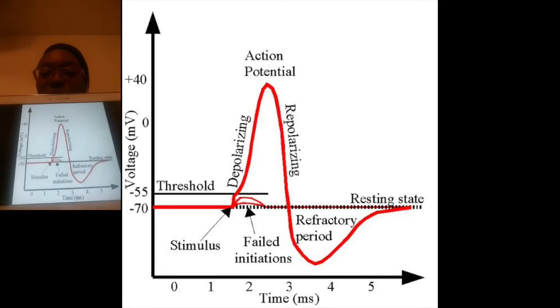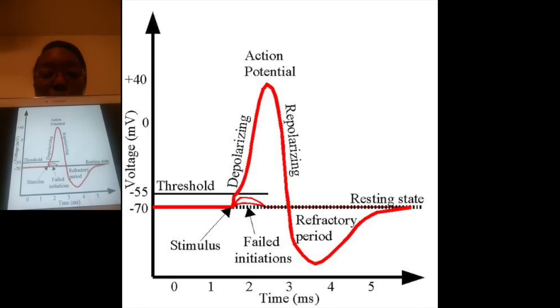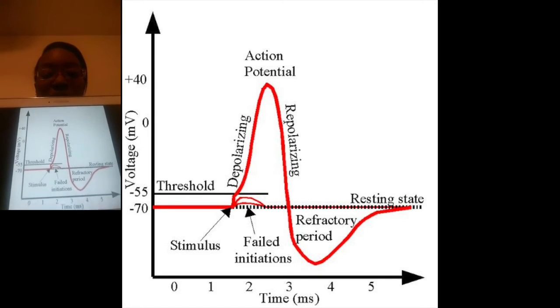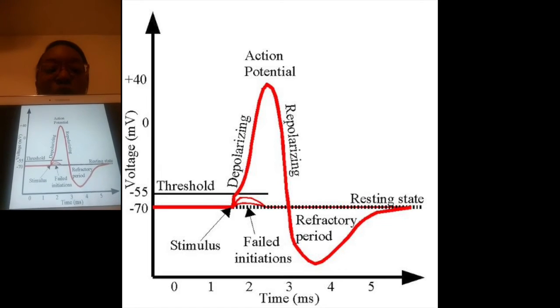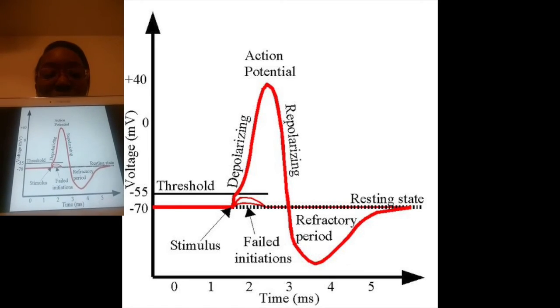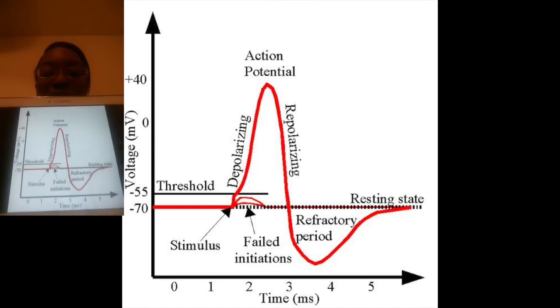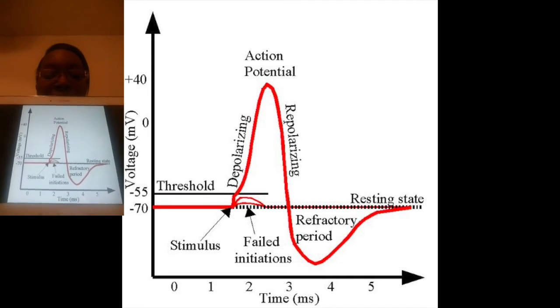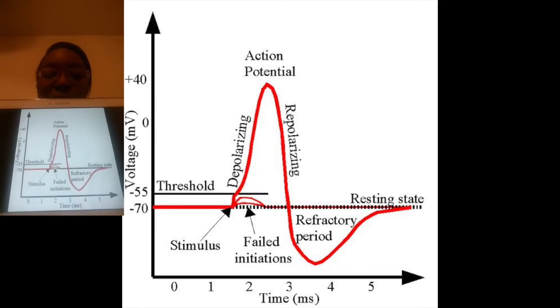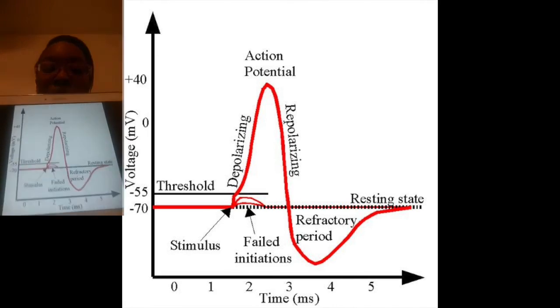These voltage-gated sodium channels would then close, and then the voltage-gated potassium channels would open. With the opening of these channels, potassium would diffuse out of the cell, and that would cause the repolarization of the cell. This repolarization causes it to go to a negative voltage value. The potassium would then continue to flow out of the cell, and this would cause the refractory period, or more commonly known as hyperpolarization, because it is an extremely lower negative value of the cell.